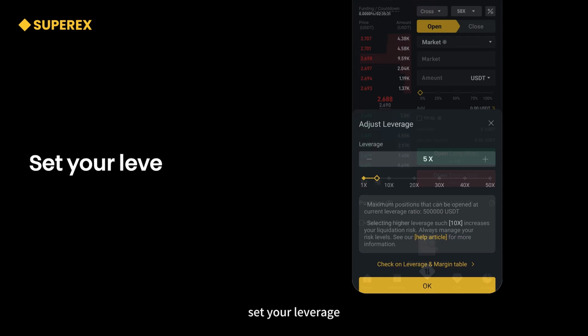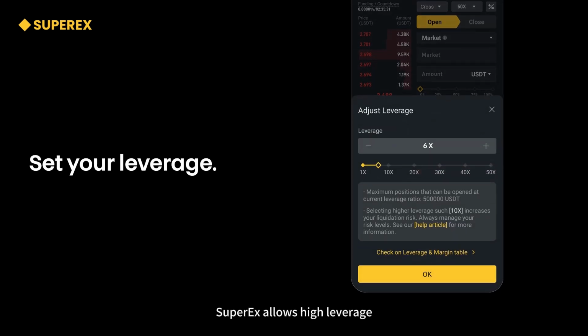Step 5. Set your leverage. SuperEx allows high leverage, but don't get reckless. Higher leverage means higher risk.